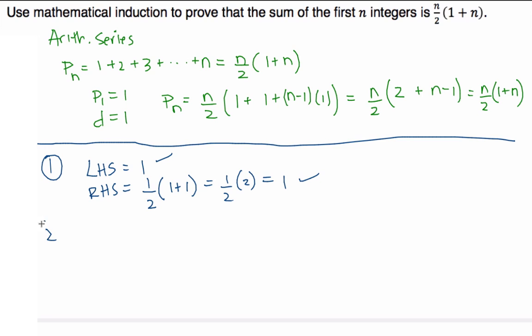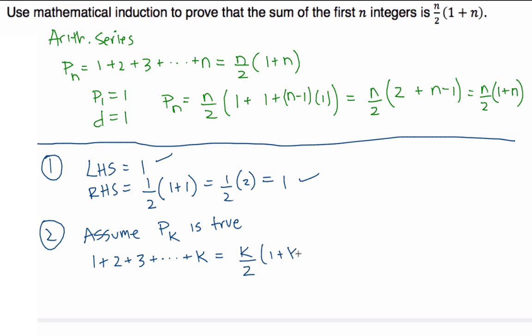So the next step is to assume P sub k is true. Which means that 1 plus 2 plus 3 plus all the way out to the kth term is equal to k over 2 times (1 plus k). And here we can connect them with an equals because we're assuming that this is true. We're assuming it's true. So this right here, in fact this whole thing, is going to be our substitution. There's always a substitution happening in induction.